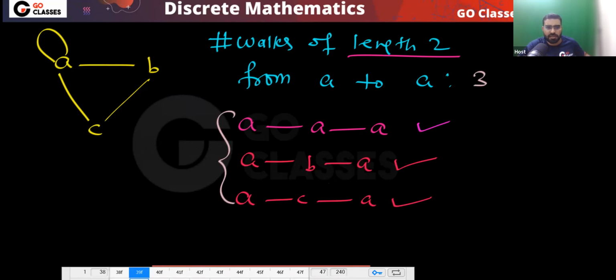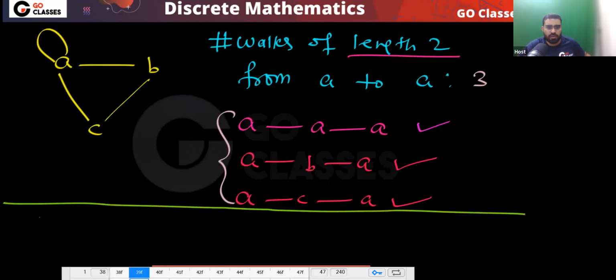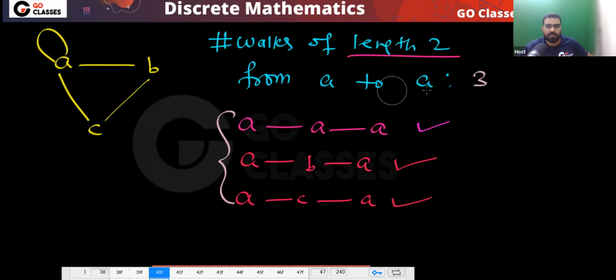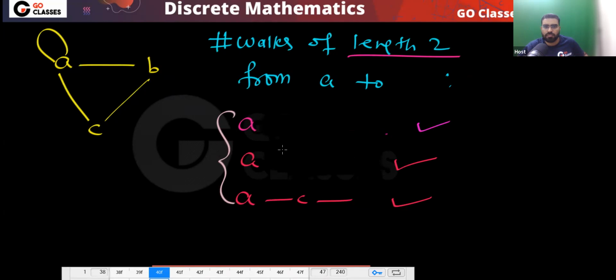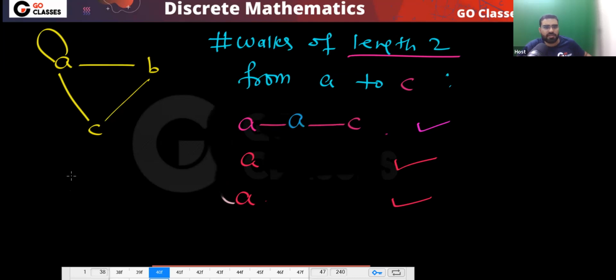The same thing we can ask for A to C: how many walks of length 2? Now what? From A to C, length 2 you want, remember. So something like this you want. So what you can do? Either you can just put A. This is the only thing you can do. So the answer will be 1.